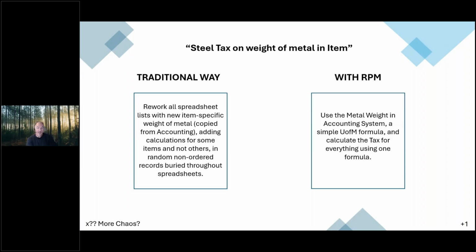With Rockton Pricing Management, if you have the weight tied to an item, it's an attribute, you can use a simple formula to take that attribute, multiply by the unit of measure, if need be, if you're doing a case of saws or a single saw, and then calculate the tax on the steel in that item using just one formula. And you can do that rather quickly. You can imagine the hours and hours it would take to do it the traditional way.